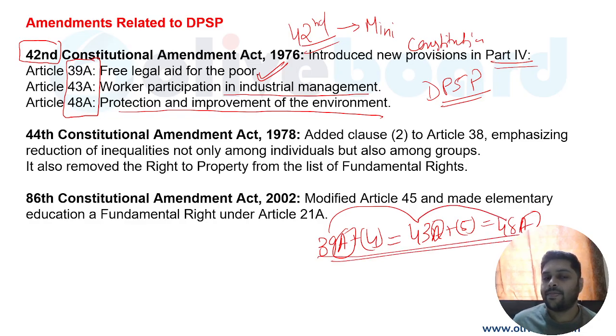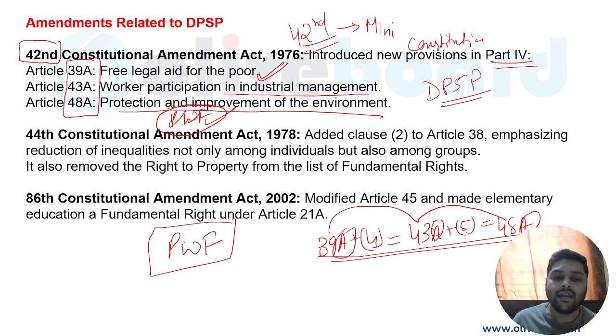Simple. Okay. Or if you want a different mnemonic, you can remember it like this: PWF. What is the 42nd? PWF. Protection of environment, worker participation in industries, free legal aid. PWF. Okay. Please remember this is the 42nd.